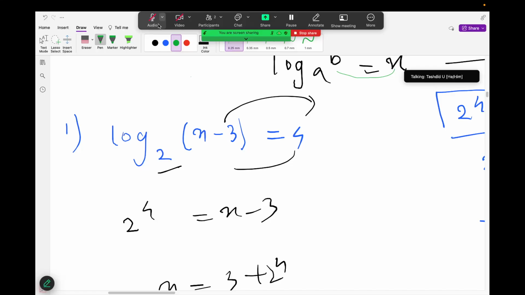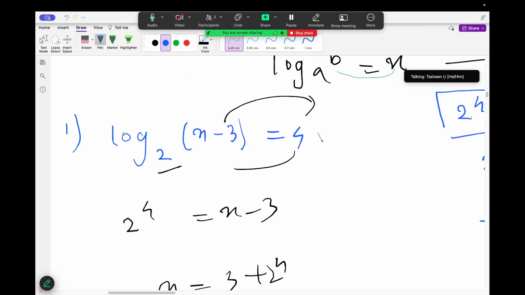Because here it's log base 2 of x minus 3 is equal to 4. That means when you raise 2 to the power of 4, you get x minus 3. So if you write that down as it is, 2 to the power 4 is equal to x minus 3. You get it.